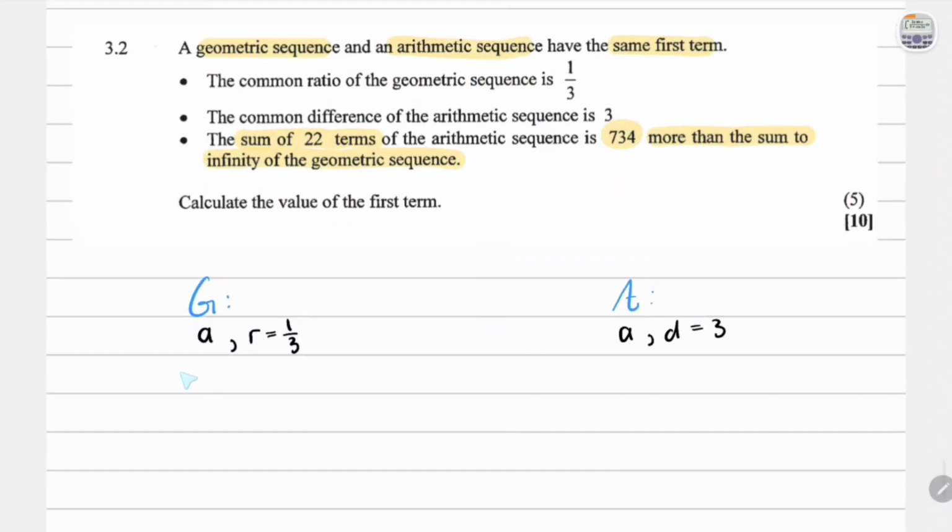So what that would mean is the geometric sequence has a sum to infinity. And in this arithmetic sequence, the sum of 22 terms, because they say the sum of 22 terms of the arithmetic sequence is 734 more than the sum to infinity. So if that's the sum to infinity, it is 734 more than that value. And the question is to calculate the value of the first term. So find the value of A.